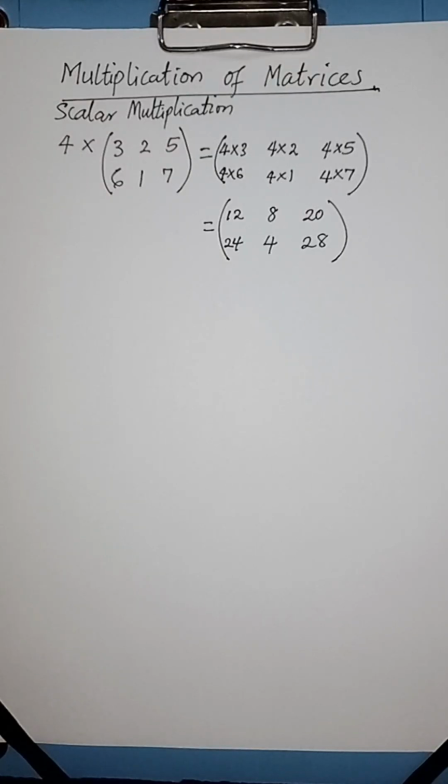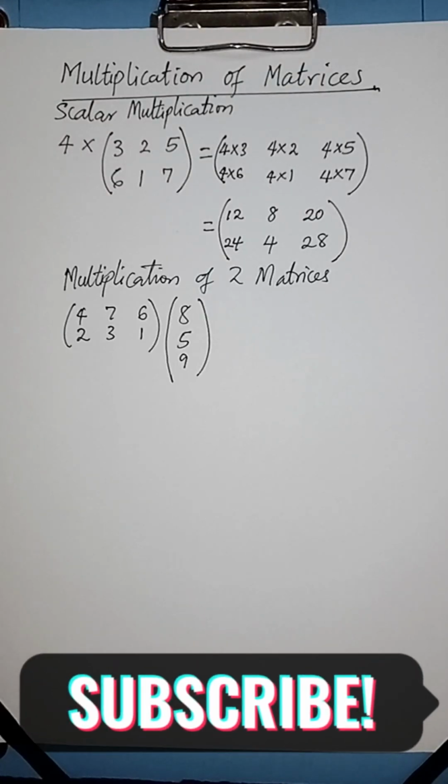Very easy. Now the next one we're moving to is the multiplication of two matrices. Now as you can see there, we are multiplying two matrices together. So what do we do? Well, this can be a little bit challenging. If you're not careful, you can make a mistake.